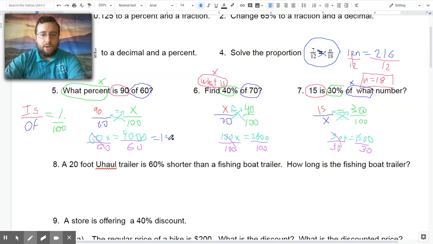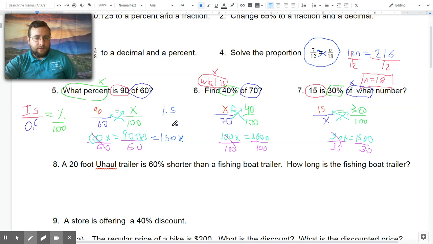Now remember, when you are looking for the percent, when the x is up here, you have to put a percentage sign because 150 is not the same thing as 150%. They're very different things. Remember, percent means divided by 100. So this is really the same thing as 1.5. That's very different from 150. So that's very important that you don't do that.